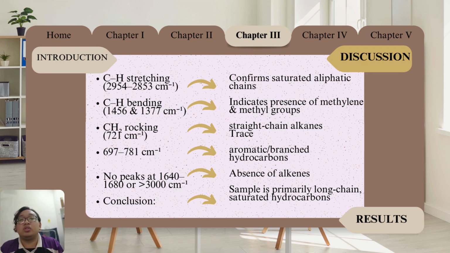And lastly, we did not see any peak around 1640 to 1680 or above 3000 per centimeter, which would indicate alkenes. So we can confidently say that the sample contains no unsaturated hydrocarbons.